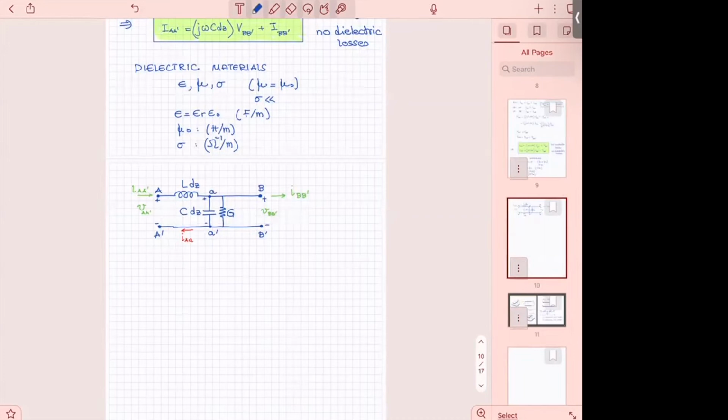But usually we show G if it's in parallel. We show G here because C and G have the same kind of units, especially if I put this together. So j omega C, you remember we said it has the units of 1 over R when we did the phasors, 1 over R. Therefore, G has the units 1 over R. And because these both are in parallel, you can sum them up.